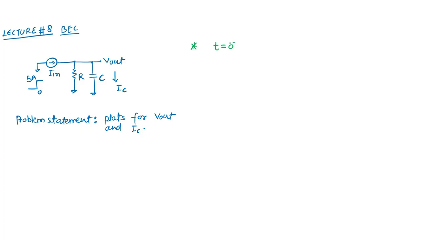At t equal to 0 negative, my IN is nothing but zero. I'm considering the circuit is open, which means no source is applied. The only elements we have are R and C, and we are considering that there is no initial charge. So we can consider VC at 0 negative is 0 volt because of no initial charge.